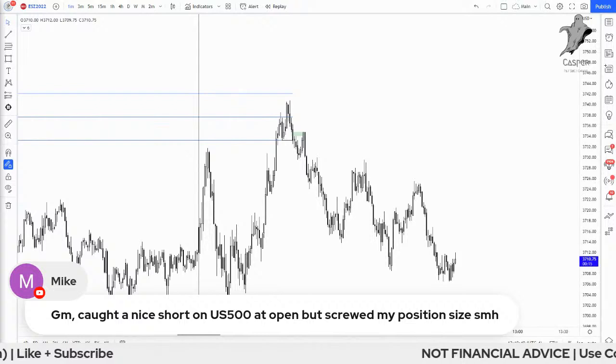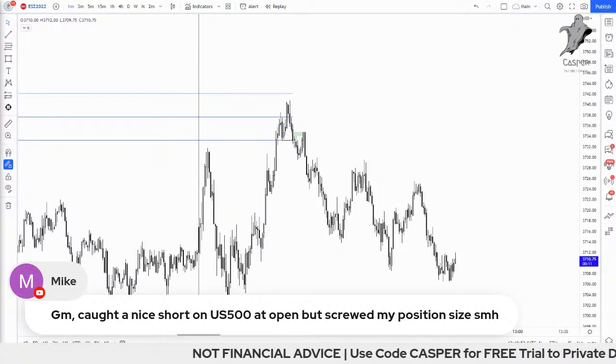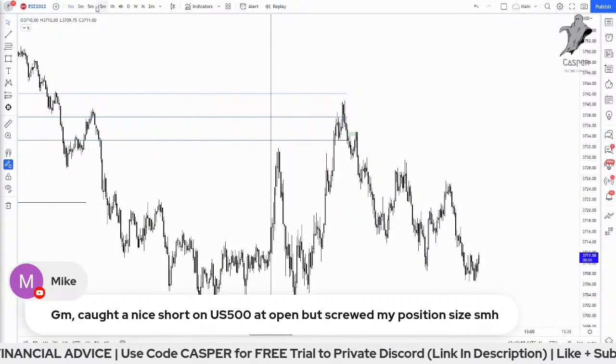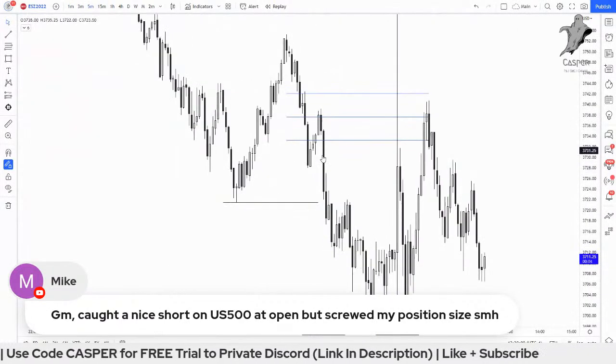Mike said, good morning. Caught a nice short on US 500 at the open, but screwed my position size. I'm guessing you're talking about right here. What made you short right here? Maybe like the fair value gap right here. I could see that.